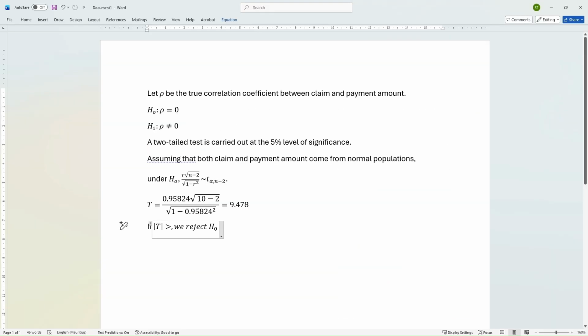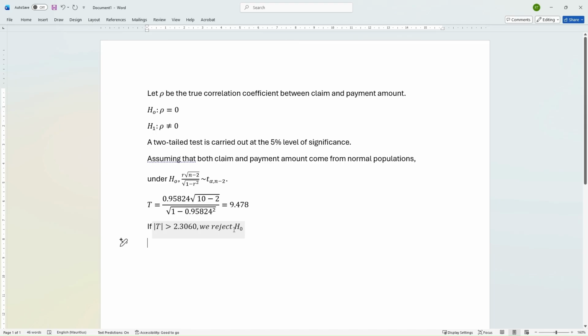If modulus t is greater than 2.3060, we reject H naught. Just bear in mind that modulus t greater than 2.3060 is the same as saying if t is less than negative 2.3060, or t is greater than 2.3060, we reject H naught. But mathematically, rather than writing this lengthy step, you could just put modulus t. It's the same thing. We are just writing a short notation to describe that. So if modulus t is greater than that, we reject H naught.